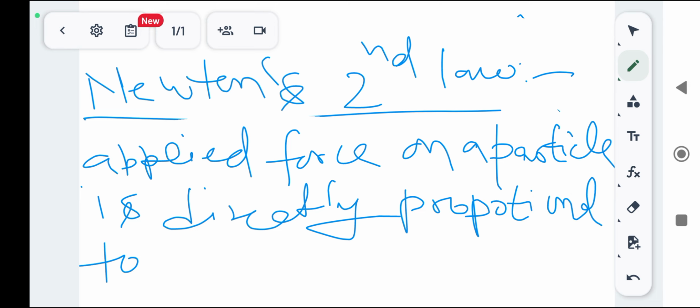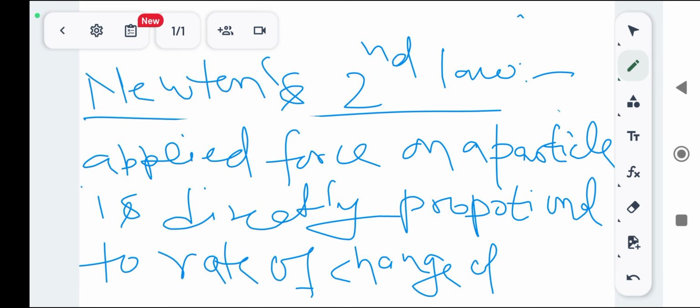According to this law, applied force on a particle is directly proportional to the rate of change of momentum. And Newton's second law is what? According to this law, applied force on a particle is directly proportional to the rate of change of momentum.